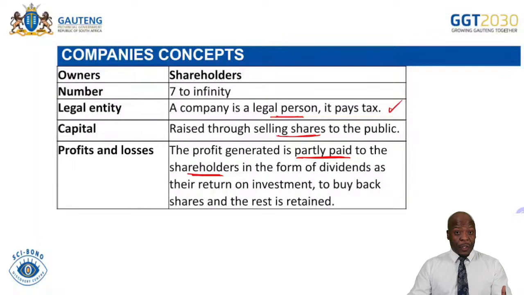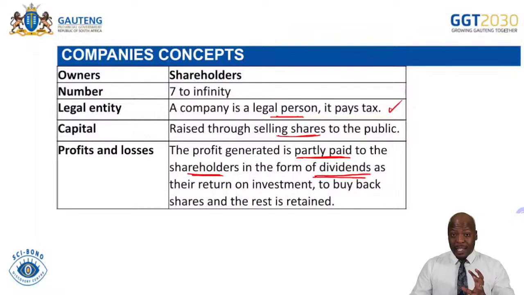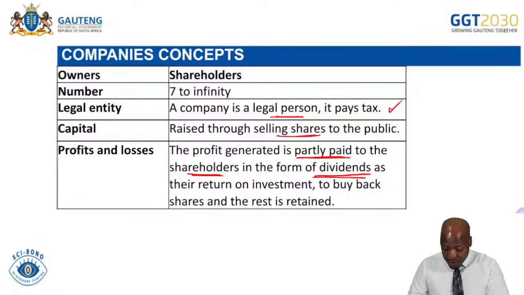Not all the profits will be given to the shareholders, but they are partly paid to the shareholders in the form of what we call dividends. So, once again, not all the profits will be given to the shareholders. Part of the profits will be given to the shareholders as dividends. So they get this as a return on their investment. Remember, on your investment, you get a return. And then dividends is the return on investment for the shareholders.